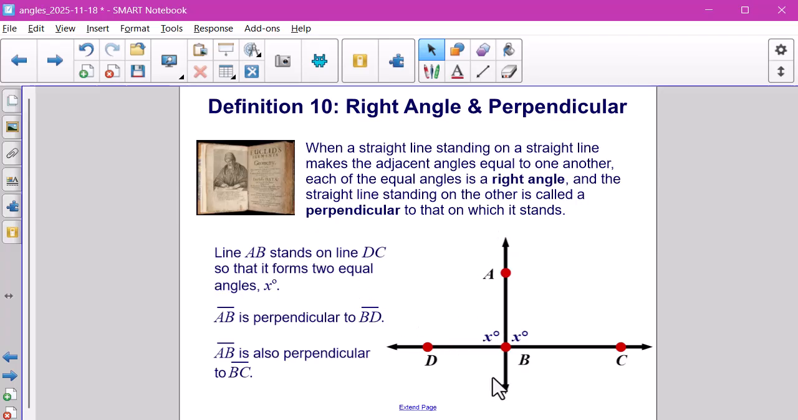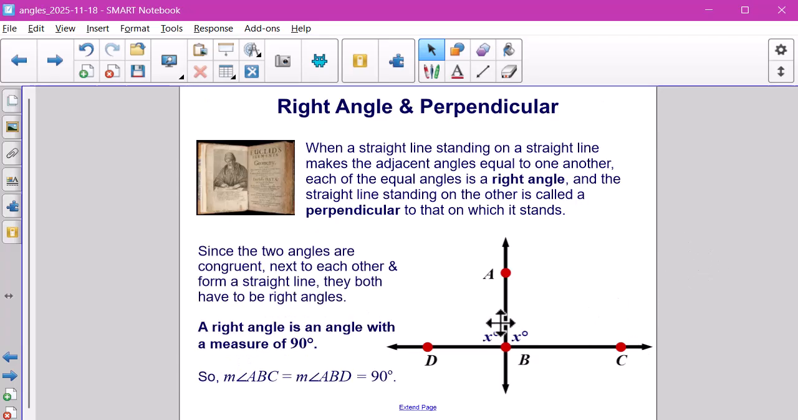So line AB stands on line DC so that it forms 2 equal angles, each measuring x degrees. Segment AB is perpendicular to segment BD, and segment AB is perpendicular to segment BC. Since the 2 angles are congruent, next to each other and form a straight line, they both have to be right angles. A right angle is an angle with a measure of 90 degrees. So the measure of angle ABC is equal to the measure of angle ABD, which is equal to 90 degrees.